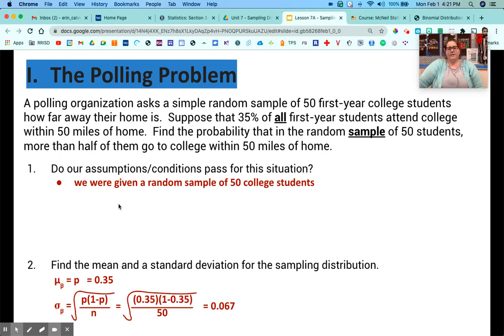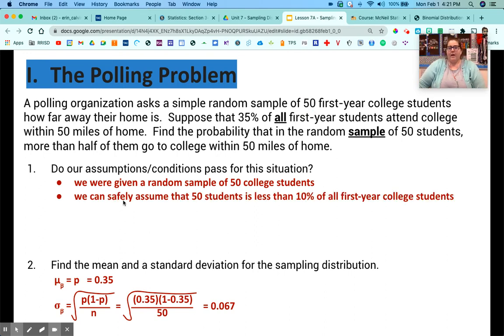The second assumption has to do with that 10%. In theory, we would be picking these 50 students without replacement, so the probability of finding one who lives close to home versus far away is changing every time we pick a student. What we have to assume here is that our sample size of 50 is less than 10% of all first-year college students everywhere. That would be our population, all first-year college students. And I think that's pretty safe to assume. That means there only needs to be 500 first-year college students anywhere. So I think that's a safe assumption, right?